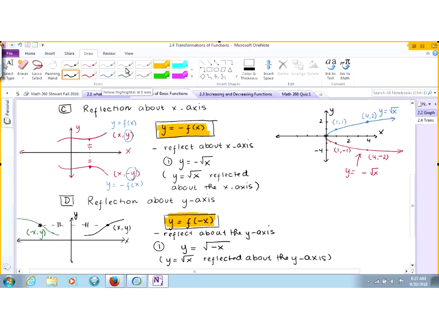Well, if I reflect about the y-axis, let me see how it goes. So if I reflect about the y-axis, 0, 0 is still 0, 0. How about 1, 1? Then it will be negative 1, 1. How about 4, 2? Negative 4, positive 2. All right. So this is the reflection. So this is y equals the square root of negative x. So this is your original. Maybe you might need to do this. This is my original, okay? Original.